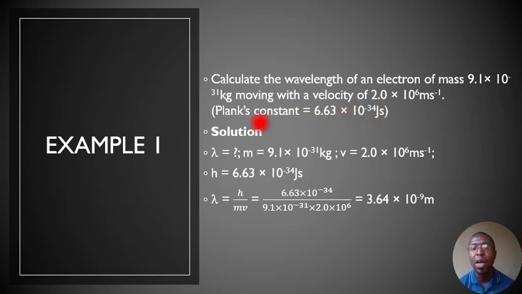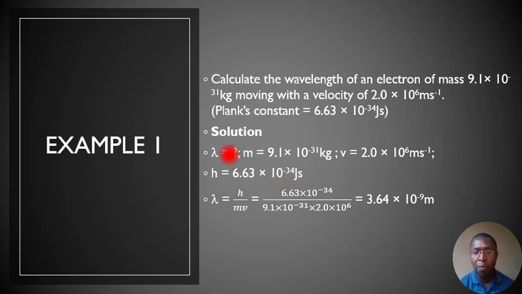Okay, so we solve this problem by writing out the parameters first. First of all, we have to calculate the wavelength. So the wavelength is unknown, represented with the symbol lambda. So the mass of the electron is given to be 9.1 times 10 raised to the power minus 31 kilogram. And then the velocity of the electron is given to be 2.0 times 10 to the power 6 meter per second, that's V. And then the Planck constant, that is our H, is 6.63 times 10 raised to the power minus 34 joule-second.